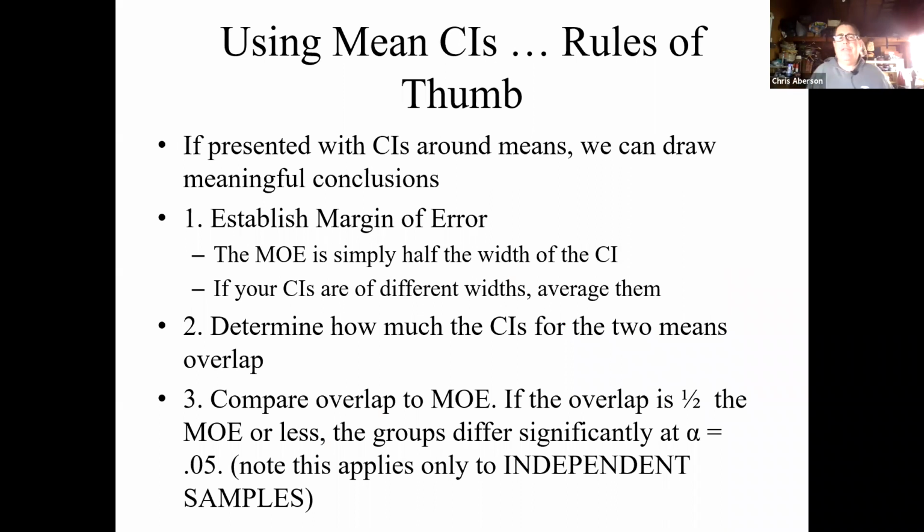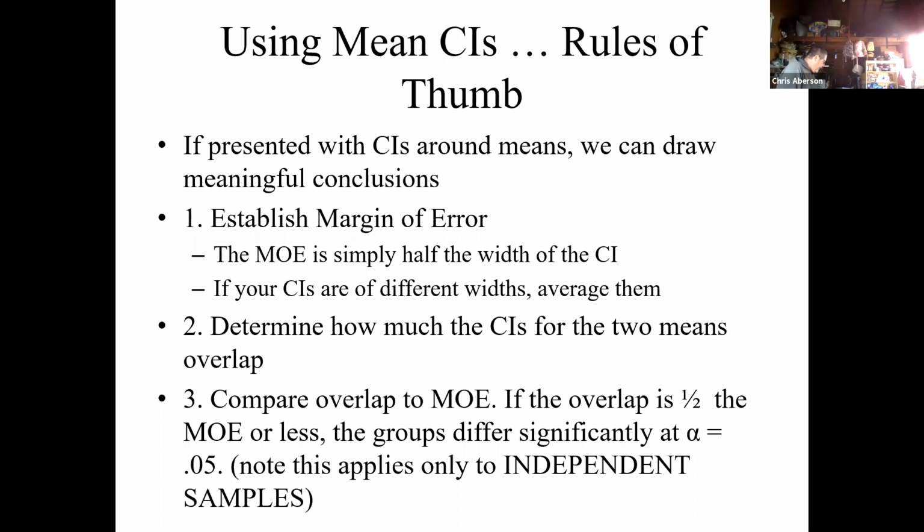So some rules of thumb. If you get confidence intervals around means, you can draw meaningful conclusions. You just have to know how to convert them. First, you want to establish the margin of error. That's simply half of the width of the confidence interval. If your confidence intervals are of different widths, you can average them to get an estimate of the margin of error. Figure out how much the confidence intervals overlap each other, and compare the overlap to the margin of error. If the overlap is half of the margin of error or less, the group means do differ significantly at 0.05.